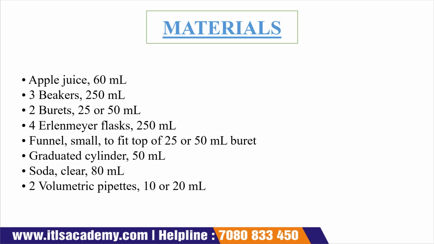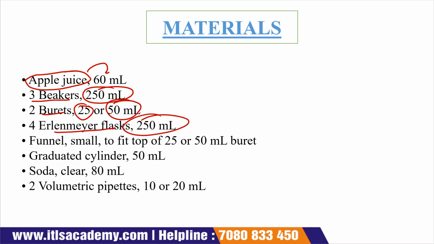Now the next one is the material used in this experiment. We require apple juice, and the volume of apple juice is around 60 ml. Then we require 3 beakers of 250 ml, 2 burettes of 25 or 50 ml, 4 Erlenmeyer flasks of 250 ml, and a small funnel that easily fits on top of the 25 or 50 ml burette. Along with it we also require a 50 ml graduated cylinder and soda.